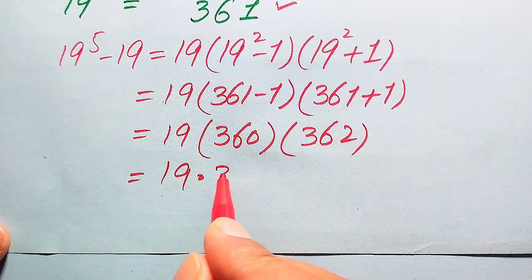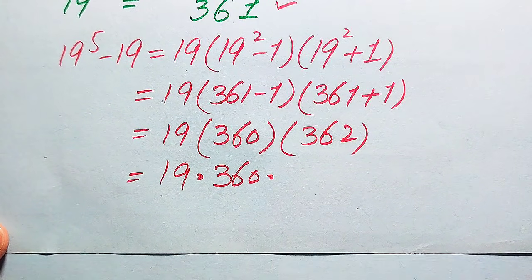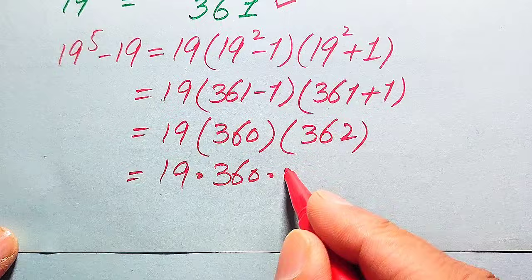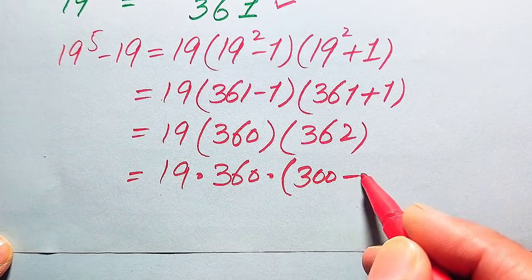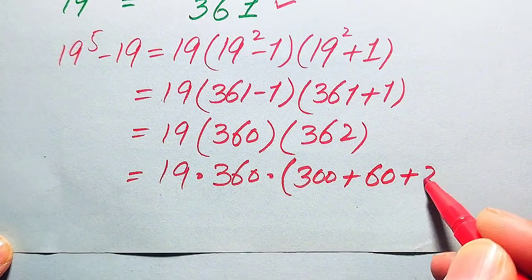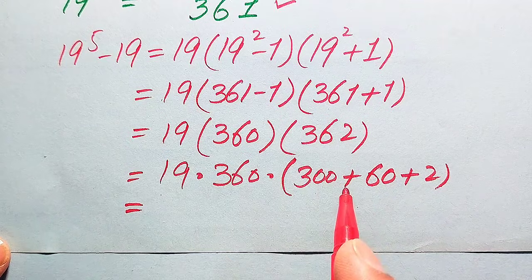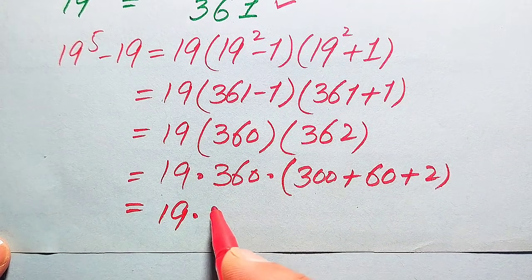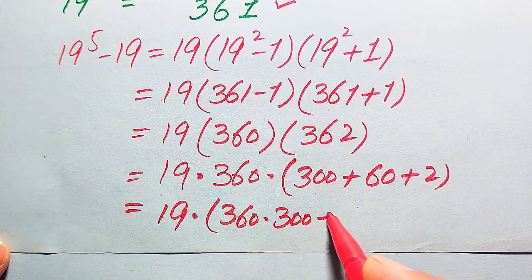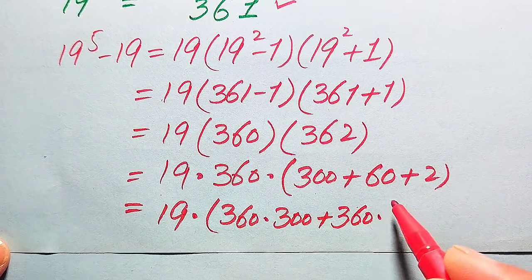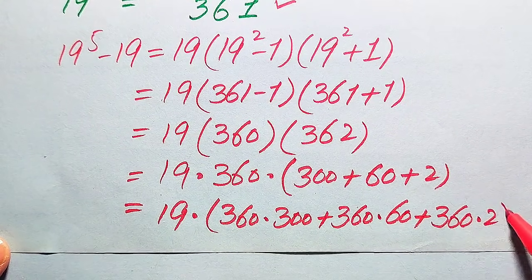So here we break this 362 in the form of hundreds, tens and ones. So it becomes 300 plus 60 plus 2. And here, further, first we multiply this 19 by 362, which becomes 19 multiplied by 300, plus 19 multiplied by 60, plus 19 multiplied by 2.